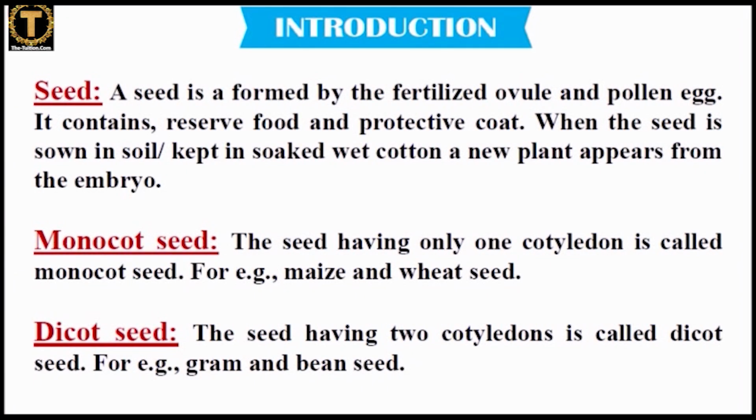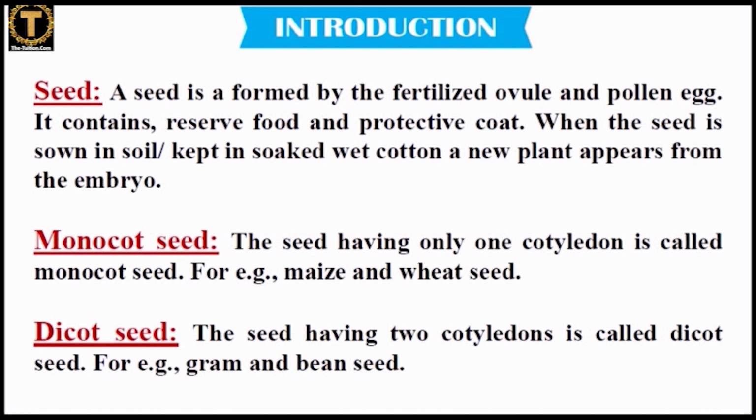Introduction. Seed. A seed is formed by a fertilized ovule and pollen egg. It contains reserved food and a protective coat. When the seed is sown in soil or kept in soaked wet cotton, a new plant appears from the embryo.